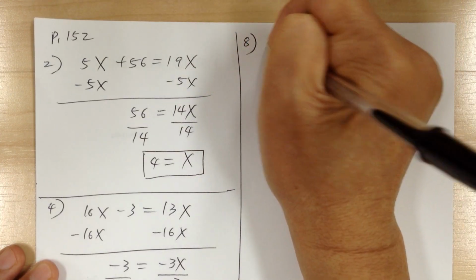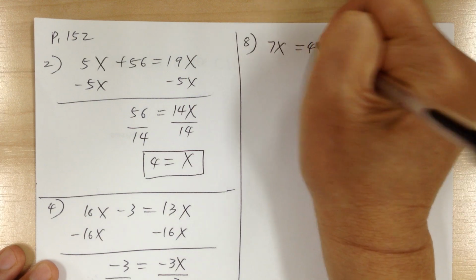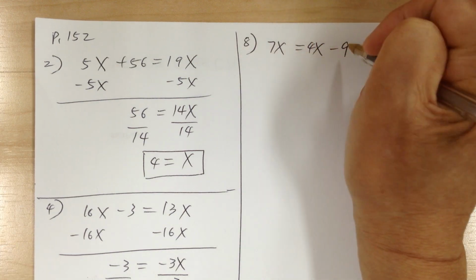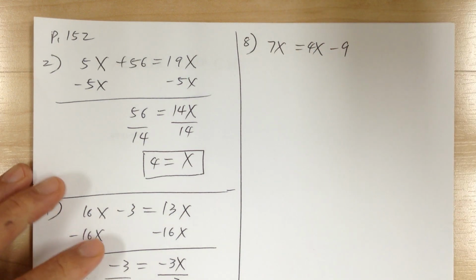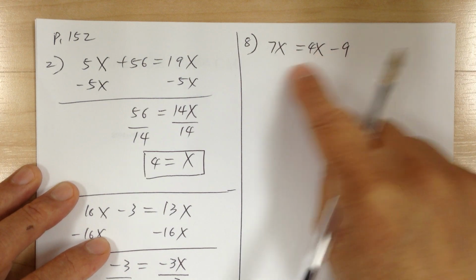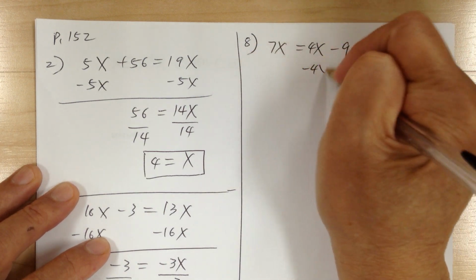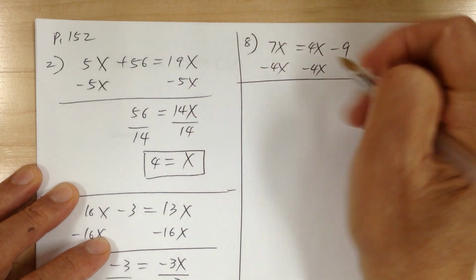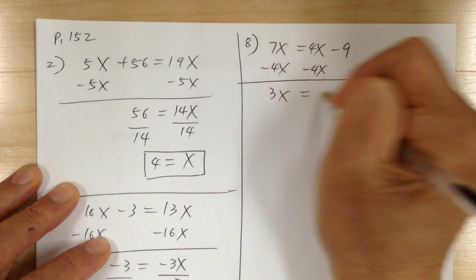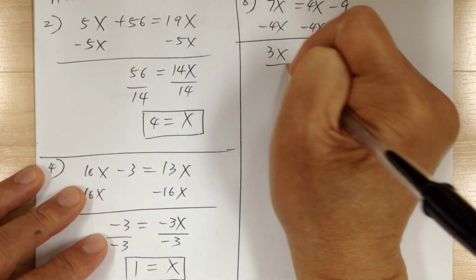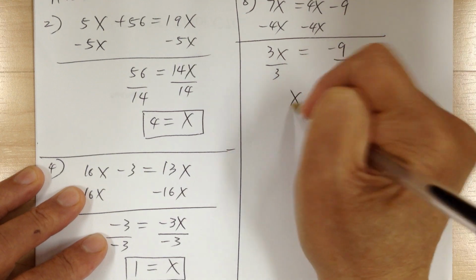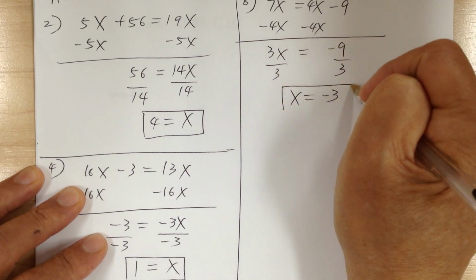In number 8, you got 7x equal to 4x minus 9. So again, the numbers are on this side, so let's move the variable to the other side. So minus 4x, minus 4x. So you got 3x equal to negative 9. Divide by 3 on both sides. So you got x equal to negative 3.